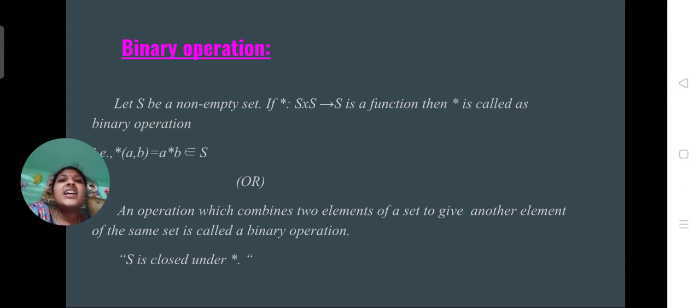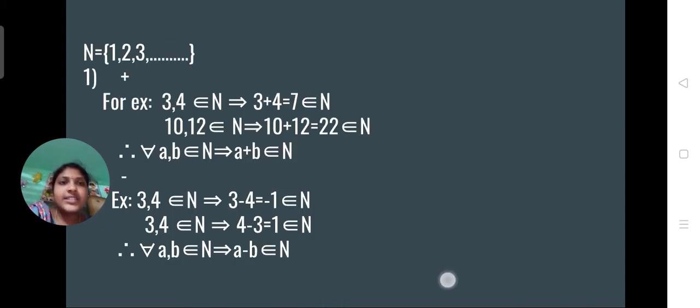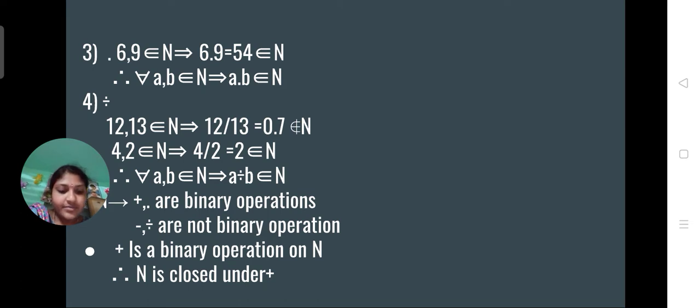That means if capital S satisfies the binary operation star, then the set is closed under the star. In this slide I already said that if star is a binary operation on S, we say that S is closed under star. In the above example, plus is a binary operation on capital N, therefore N is closed under addition.